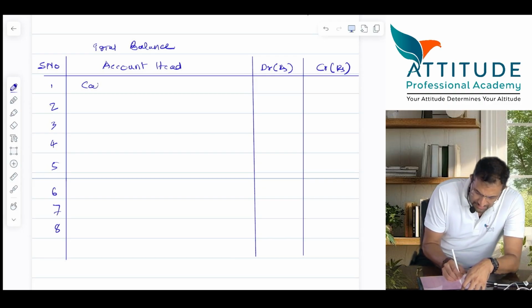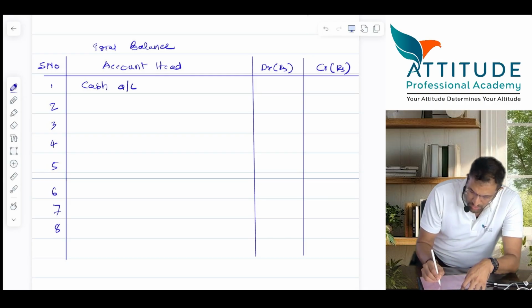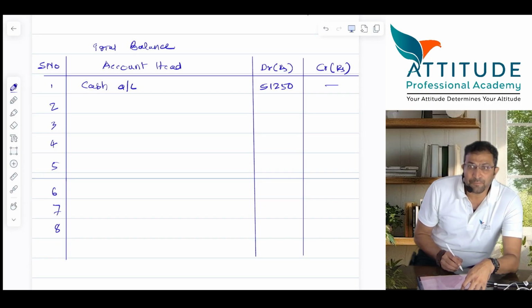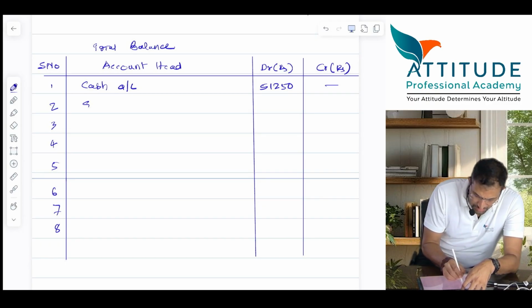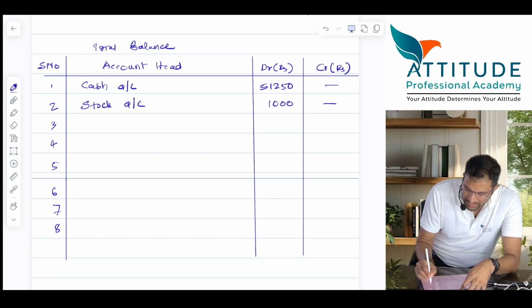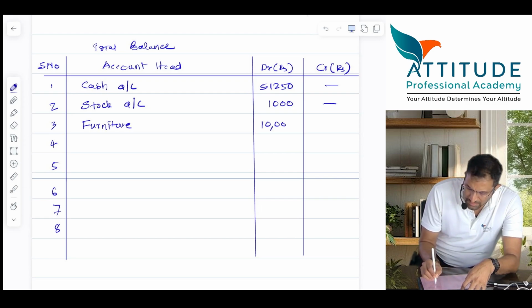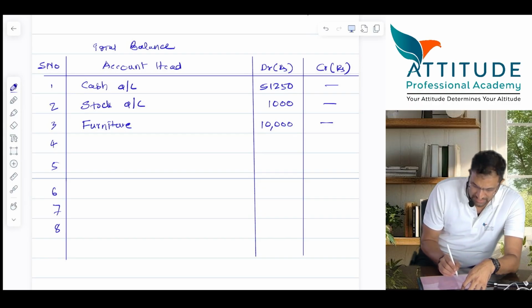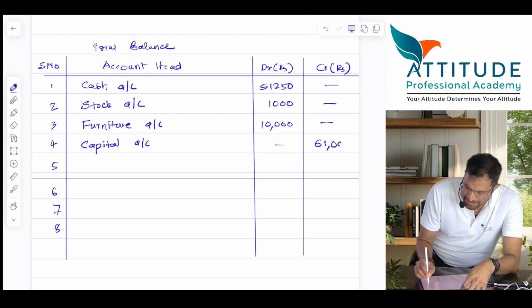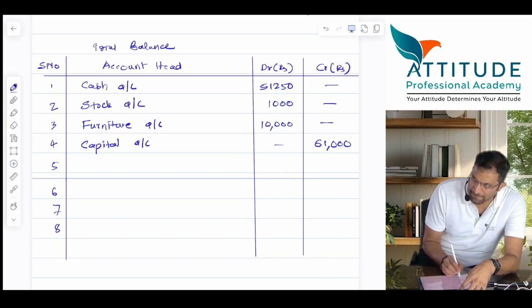Cash account, correct? Yes. Cash account showed a balance of 51,250 debit balance, not credit balance. Right? What is the next account? Stock. Stock account showed a balance of how much? 1,000 debit balance. Then you had furniture account. A debit balance of how much? 10,000 if I am not wrong, correct? Then you have capital account, correct? Capital account how much was it? 61,000.